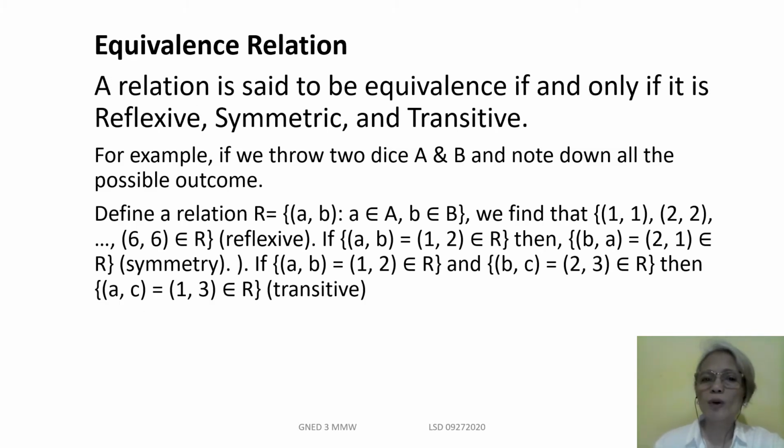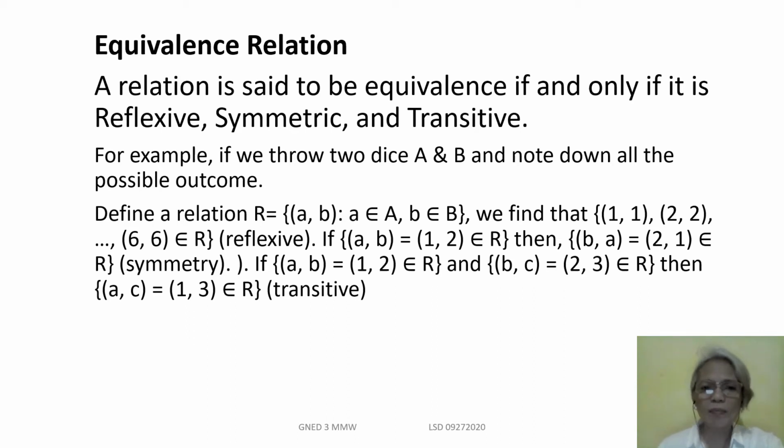Now, if all three are present, the reflexive, symmetric, and transitive properties, we have what we call an equivalence relation. Again, all three must be present for an equivalence relation to exist. If one among the three does not hold, then the equivalence relation will not hold anymore.